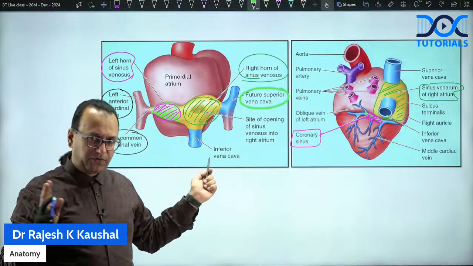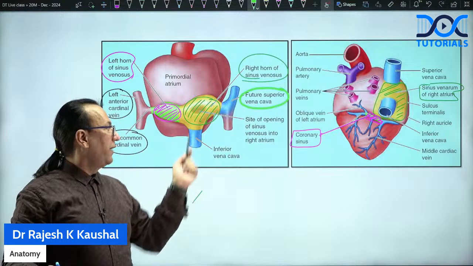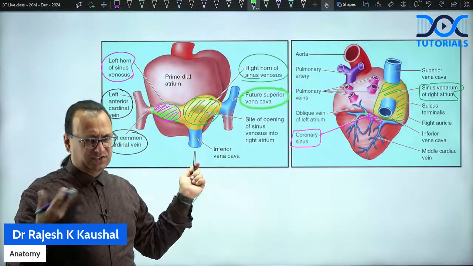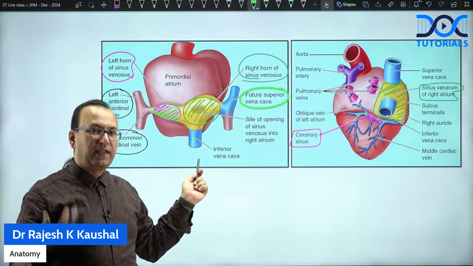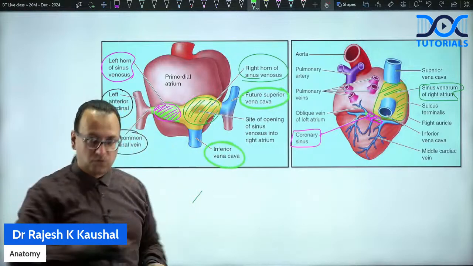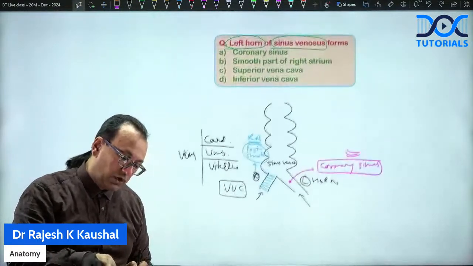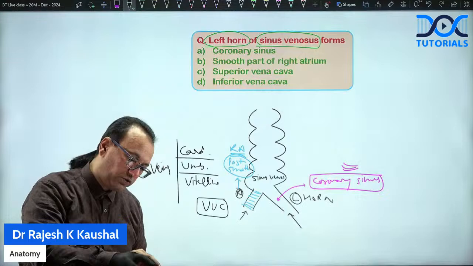For the inferior vena cava, there is a lot of contribution. The Vitelline vein will be contributing, and there are others, anterior cardinal vein, posterior cardinal vein. There are a lot of things contributing to the inferior vena cava. With that view, you can go back to your question, and it is asking, the left horn of sinus venosus, what is it forming? So what is your answer?